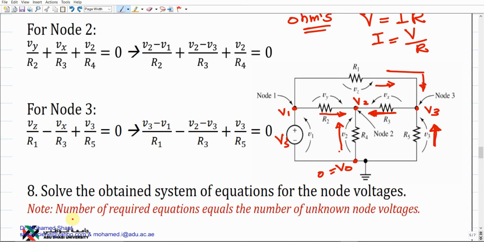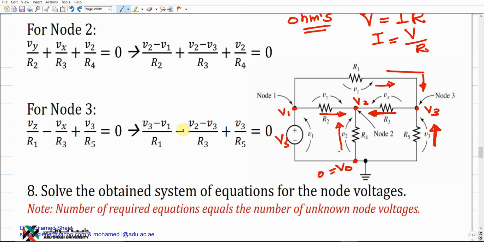There is an important note here: the number of required equations equals the number of unknown node voltages. For example, within this electrical circuit, we do have 4 node voltages. V0, and we already have this value, it is already 0. V1, which should equal Vs as we explained. So we have only 2 unknown node voltages, which are V2 and V3. So you should find 2 equations. Make sense? So the number of equations should equal the number of unknown node voltages. We do have in total 4, but we have just 2 unknown. So that's why we need just 2 equations.